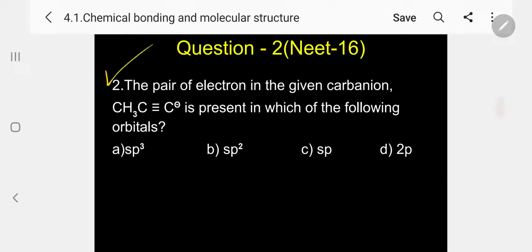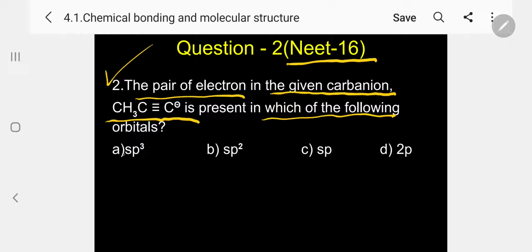Question number 2, asked in NEET 2016. The pair of electrons in the given carbanion CH3C≡C⁻ is present in which of the following orbitals? A. sp3, B. sp2, C. sp, D. 2p. So this is the question asked.